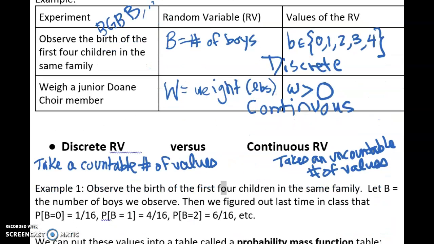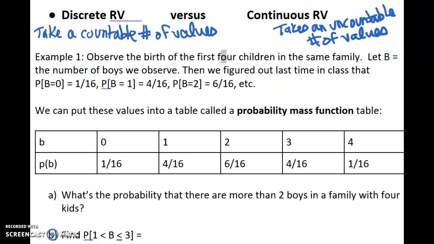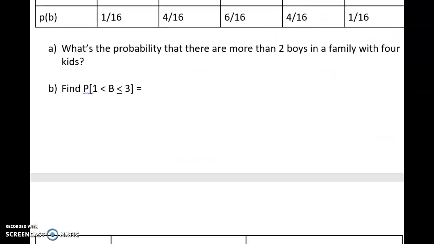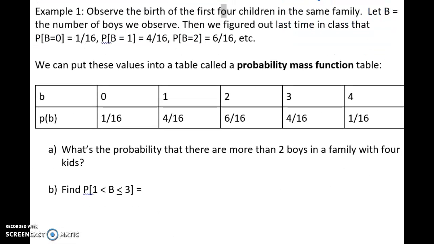All right, let's look at some of the other concepts of this. We're going to do the same example with the number of boys in the first 4 children in the same family. Last time we figured out that the probability of having 0 boys, which is all girls, was 1/16. And the probability of having 1 boy, P(B = 1), was 4/16, and so on, right? We figured out these probabilities. We did a problem similar to this.